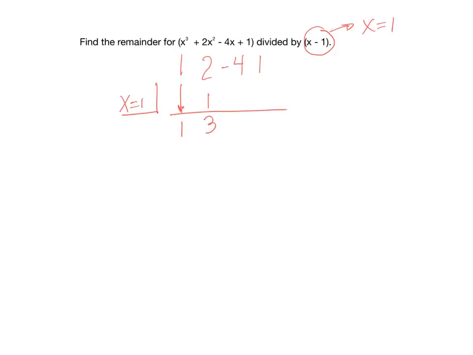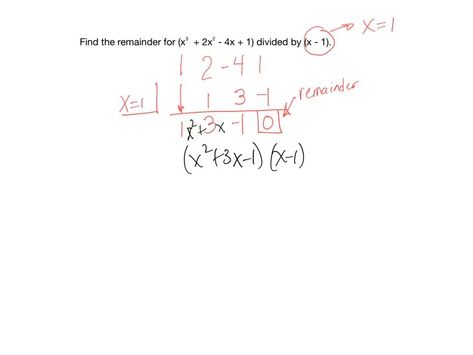1 times 3 is 3. Negative 4 plus 3 is a negative 1. And then 1 times negative 1 is a negative 1, and the remainder is 0. So this is your remainder. Remainder is 0. And since you have x cubed divided by x, this is going to be x squared plus 3x minus 1. So x squared plus 3x minus 1 is a factor, and x minus 1 is also a factor.